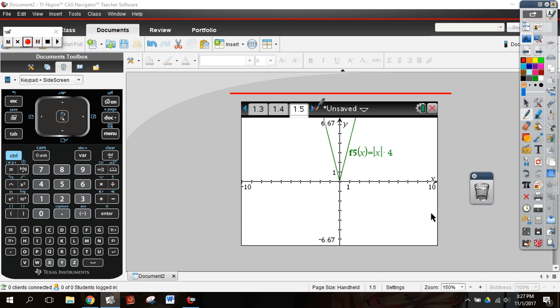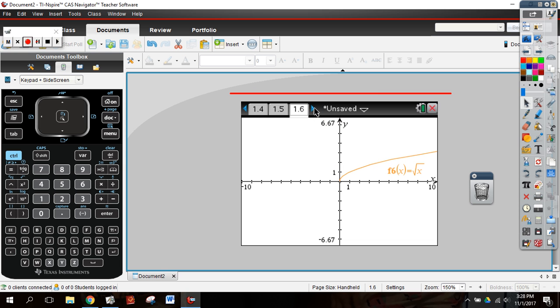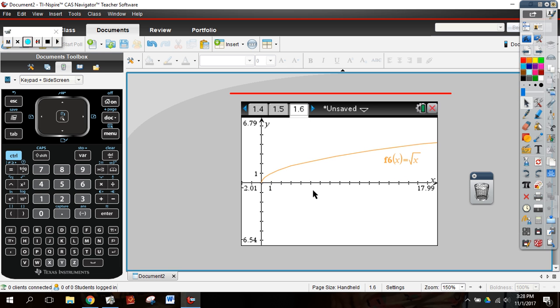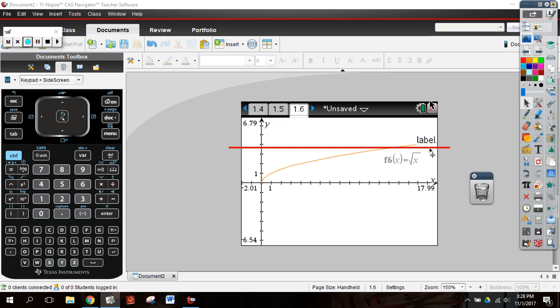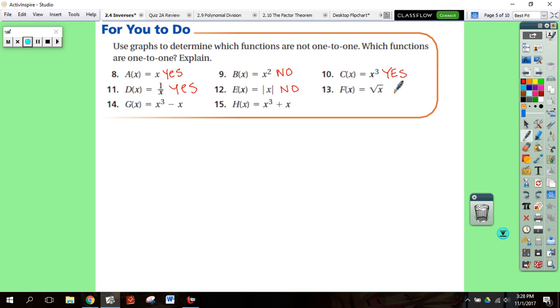Okay, the next one is the graph of, oops. Let's get this to work now. There we go. And I might slide this over a little bit so we can see it better. Okay, so this is the graph of square root of x. So again, if we take our horizontal line and slide it down, we can see that it's not touching any point more than once. So square root, yes, is one-to-one.